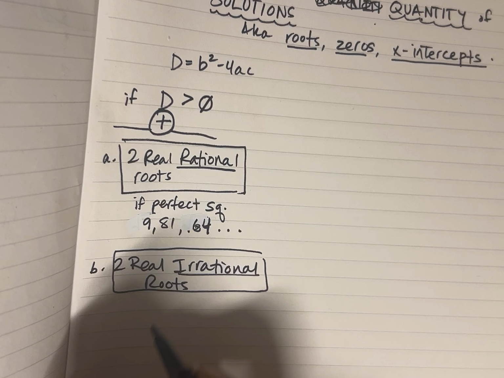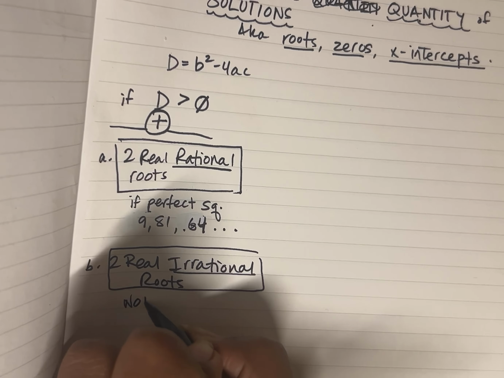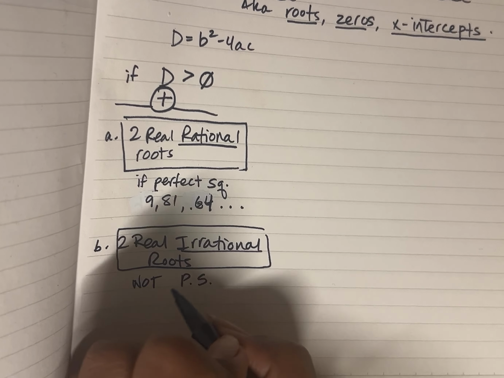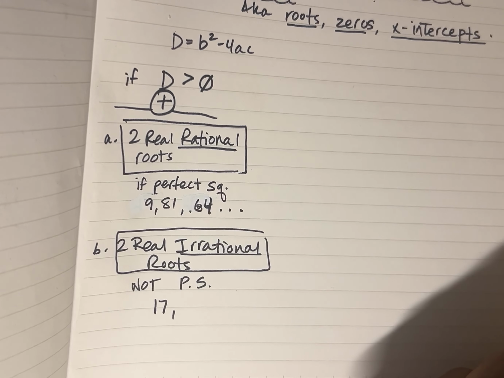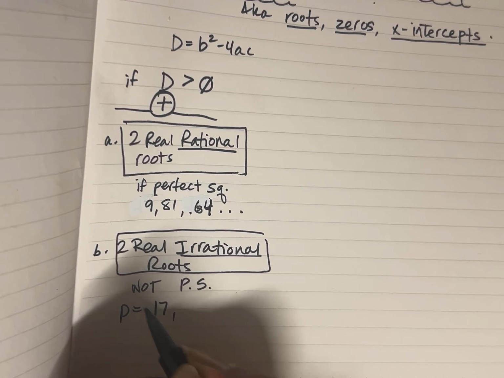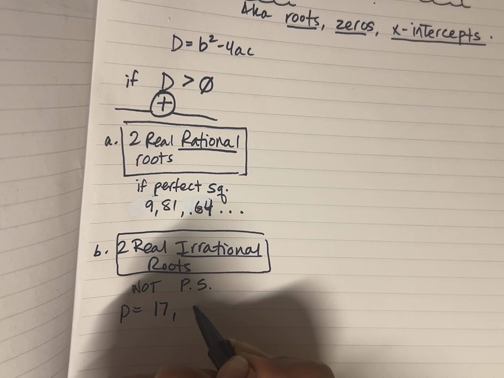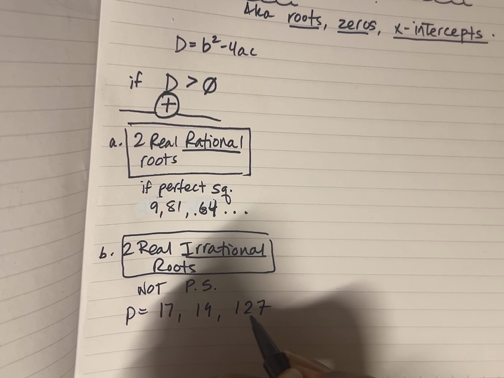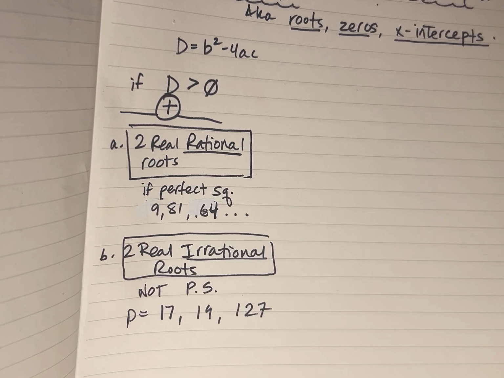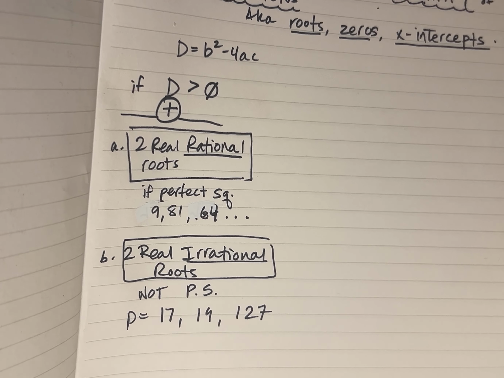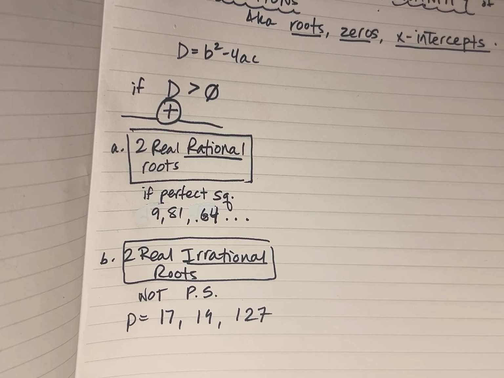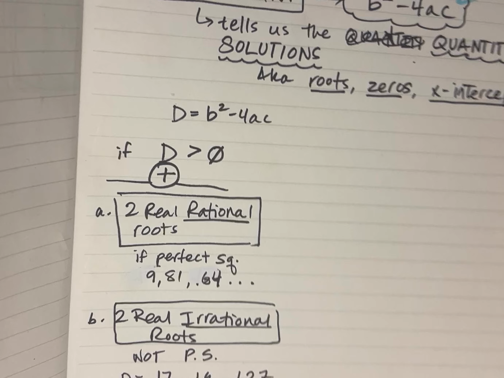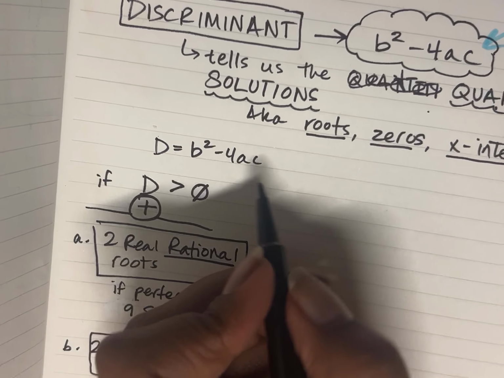Okay. Irrational roots means not a perfect square. Think 17. 17 is not a perfect square. If D is equal to 19. If D is equal to 127. All of these things are non-perfect squares. If you plug this into your calculator with a square root on top of it, you will not get a whole number. You'll get a decimal.